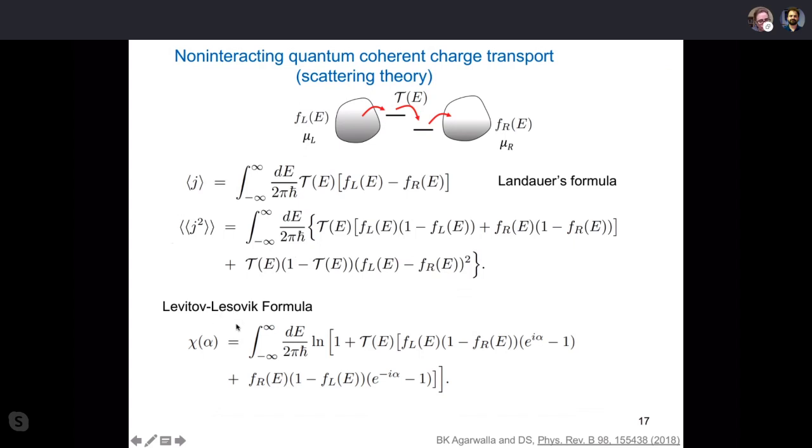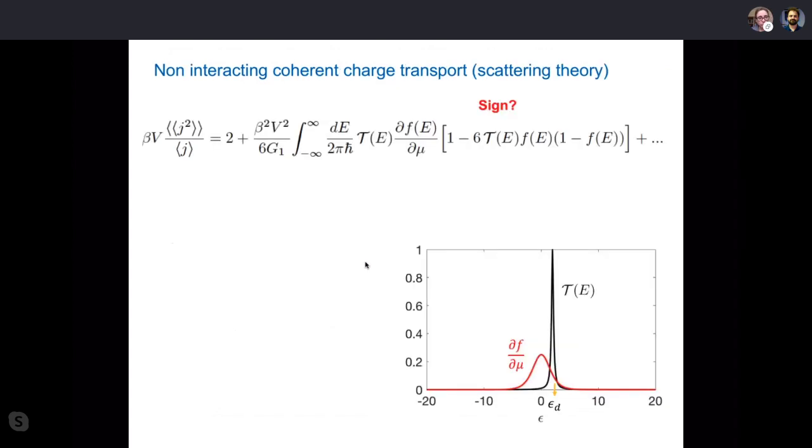So based on this Levitov-Lesovik formula, we can derive all cumulants. And here is what we know as Landauer's formula for the current, and we also have an explicit expression for the variance. So remember my expansion. That was the ratio, essentially the left-hand side of the tour. And in our perturbative expansion in orders of voltage, we had 2 plus V squared times the skewness, and this is what you get for this particular model. I haven't yet specified what the transmission function is. It really depends on the details of your structure.